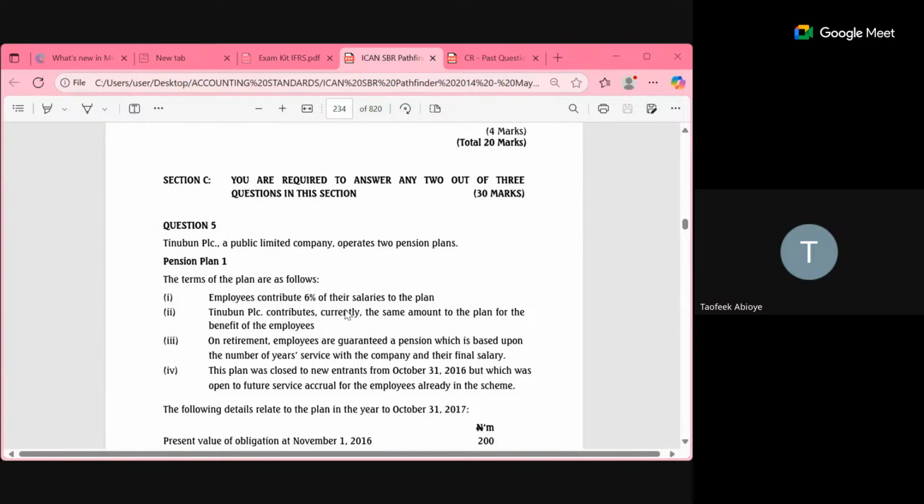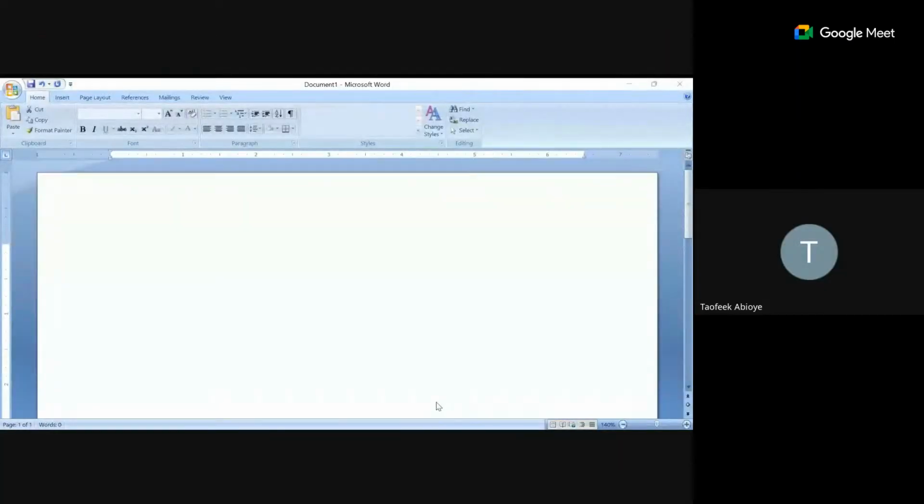Look at it too. On retirement, the employees are guaranteed a pension. That information, is it telling us that it is defined contribution or defined benefit? Employees are guaranteed. Guaranteed, that's defined benefit. Exactly. Since they are guaranteed, it is defined benefit. So that is what they are telling us.